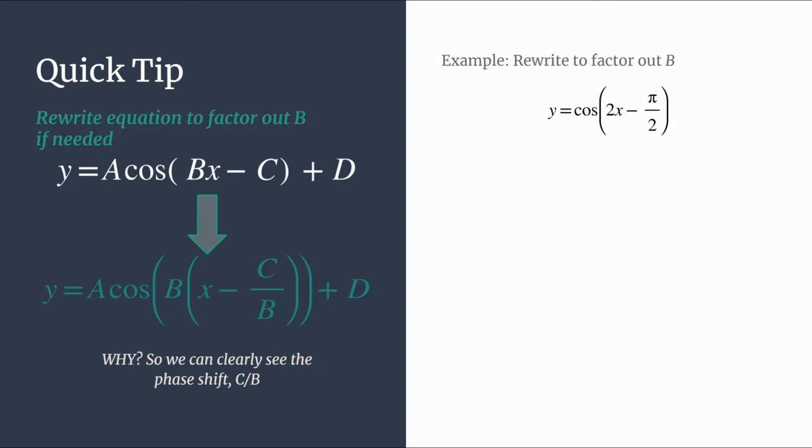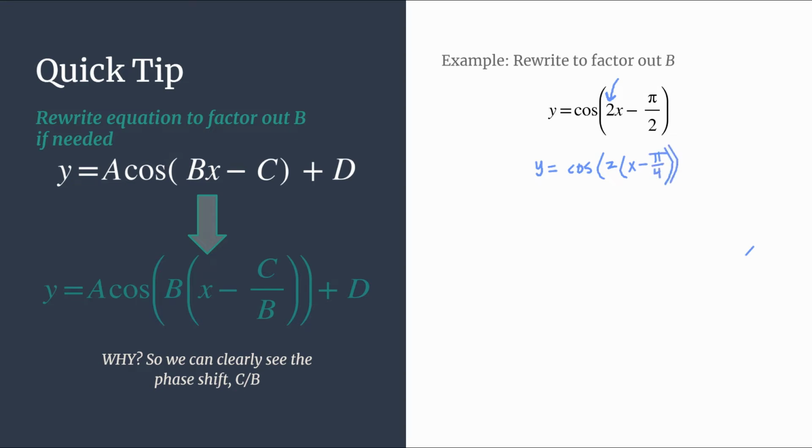Here we have an equation. You can tell it's a shifted cosine, so we need the more advanced method. We have y equals cosine of 2x minus pi over 2. So b is clearly right here. It's this 2. And we want to factor it out. So we'll have y equals cosine of 2 times x minus pi over 4.